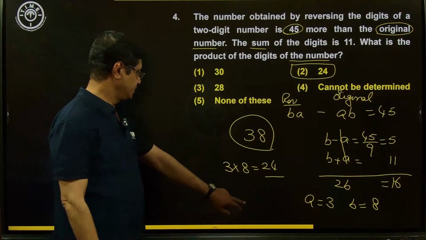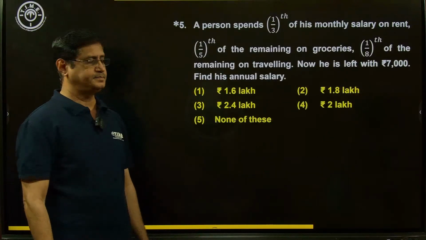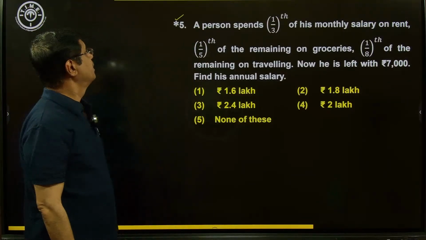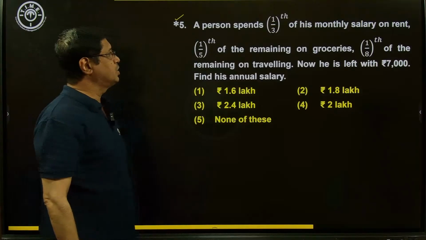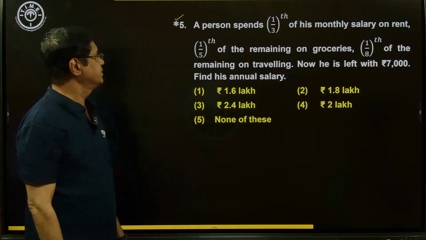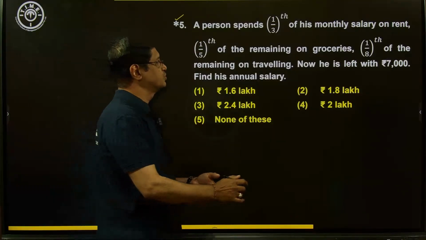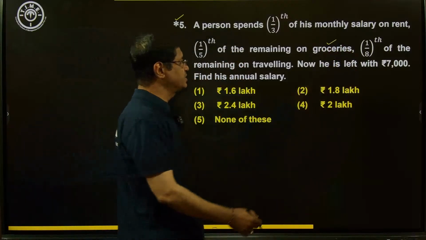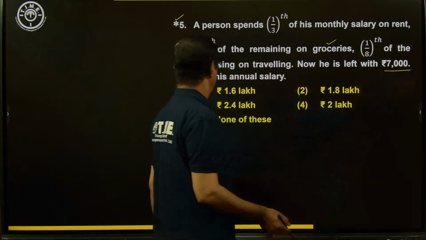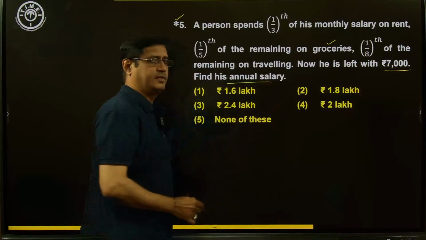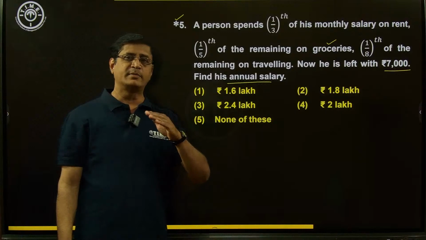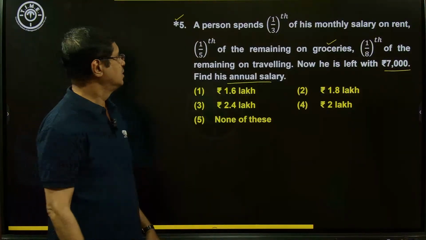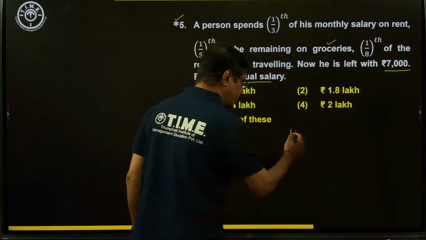Okay. Next example on your screen. Of course, the star mark is given. A person spends 1/3 of his monthly salary on rent, 1/5 of the remaining on groceries, 1/8 of the remaining on traveling. Now he is left with 7,000 rupees. Find his annual salary. Annual salary means 12 times the monthly salary. First of all, find out the monthly salary, multiply with 12.